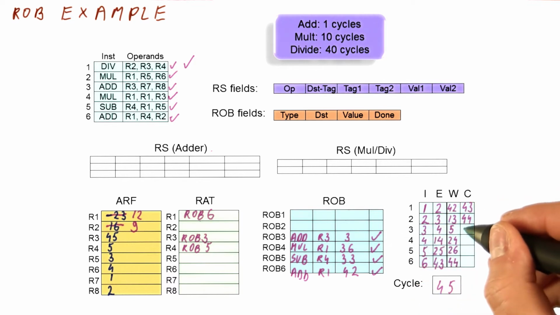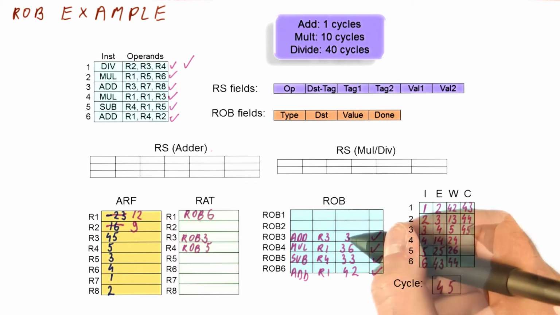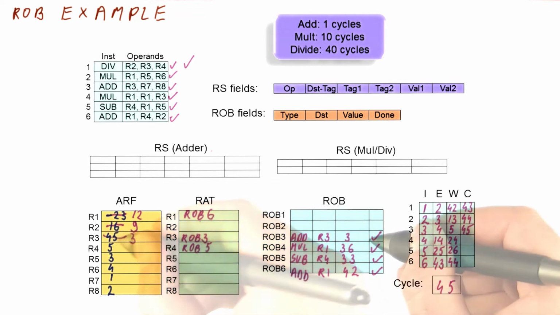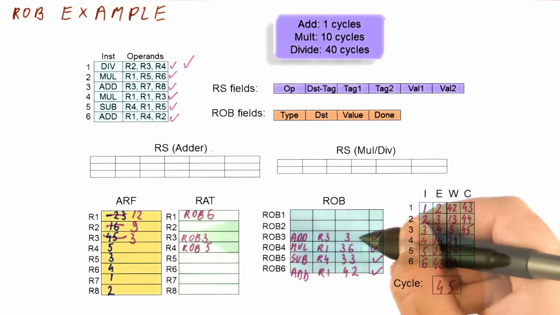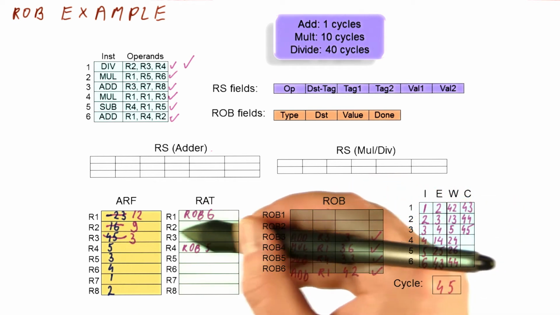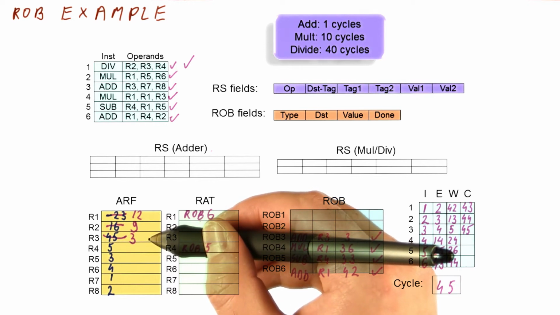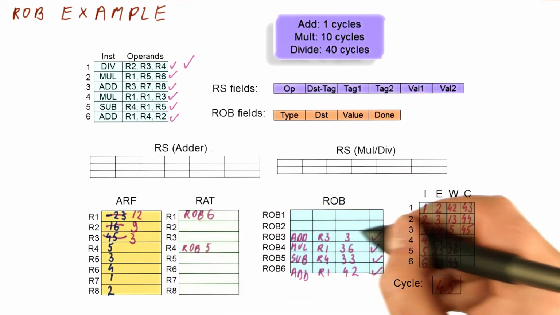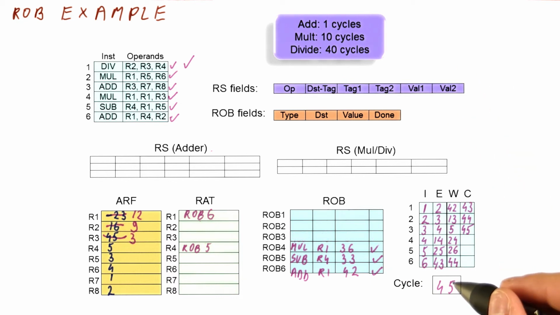In cycle 45, we will try to commit this instruction. It's done, so we can. We take 3, put it in R3. We check the rob entry for R3. It does point to us. So we need to make the rat entry for R3 point back to the register file. Pretty much from now on, instructions that want to read R3 are actually going to find it in the register file. And now that we have done that, we can free this rob entry. Now we're ready to move to cycle 46.